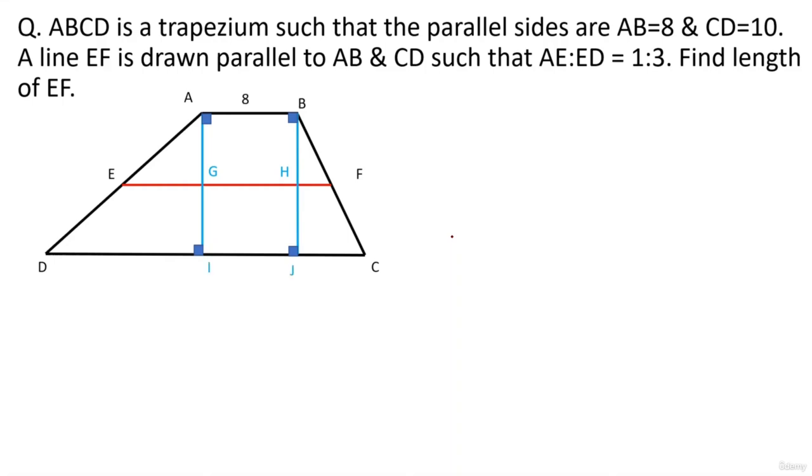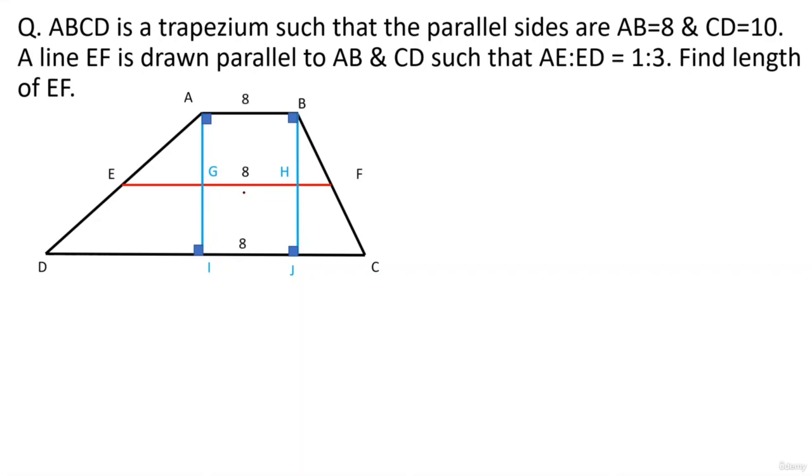Now AB is given as 8 units, right, guys? If you observe carefully, I have formed a rectangle here. ABJI is a rectangle. So if this is 8, this will also be 8. By symmetry, how much will GH be? It will be 8, right? So all these three values are 8 basically, because it's a rectangle.